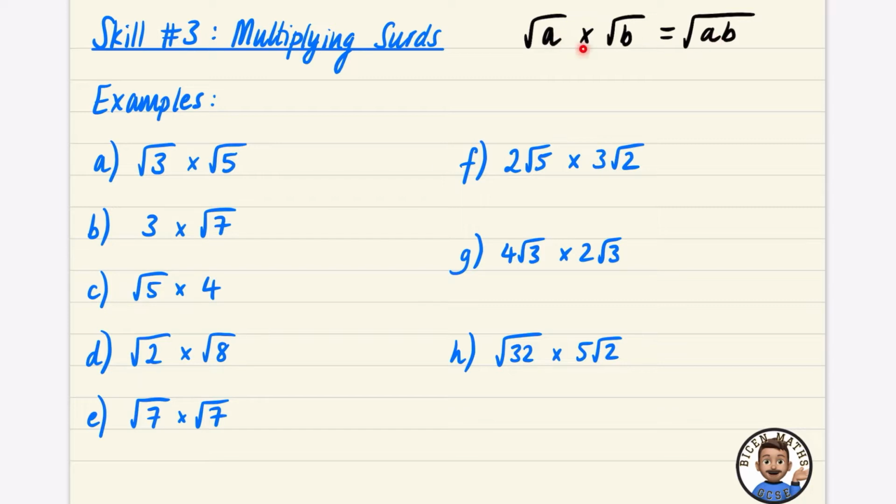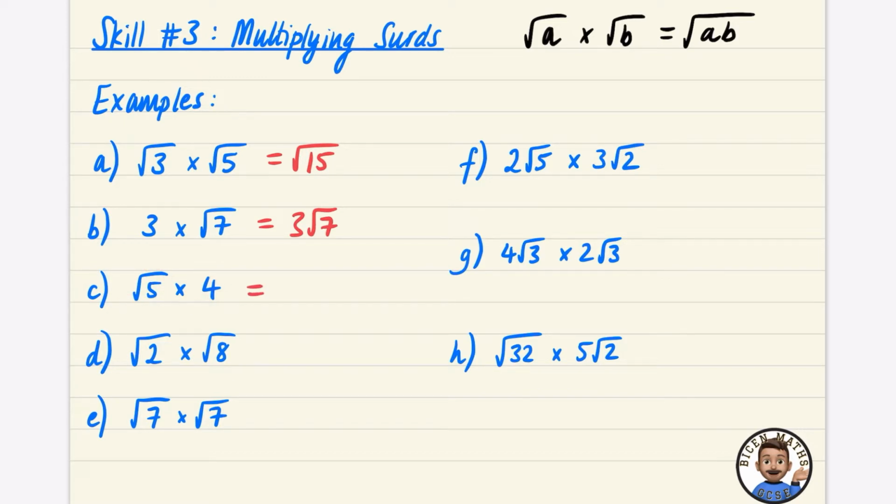So using this law that we've got at the top here, the square root of 3 times the square root of 5, we can just write as the square root of 3 times 5, which is 15. And we know that 3 multiplied by root 7, we don't write that multiply symbol. So we're just going to write it as 3 root 7, and there's no simplifying that can be done here.